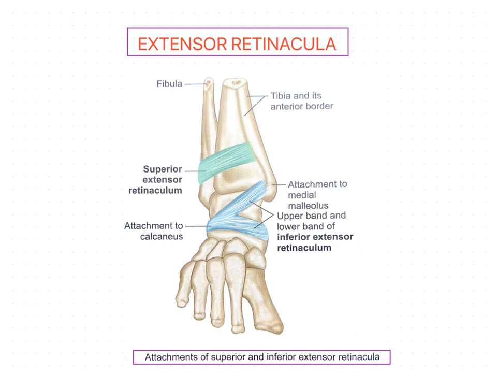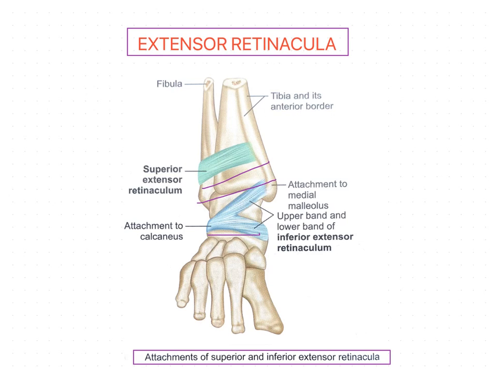Dear students, welcome back. In this session, we are going to discuss extensor retinacula. The extensor retinaculum is a modification of the deep fascia. The deep fascia is thickened to form bands around the ankle, and these are called extensor retinacula. There are two extensor retinacula: one is the superior extensor retinaculum, and the other is the inferior extensor retinaculum.